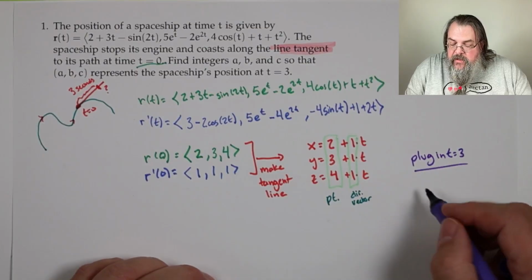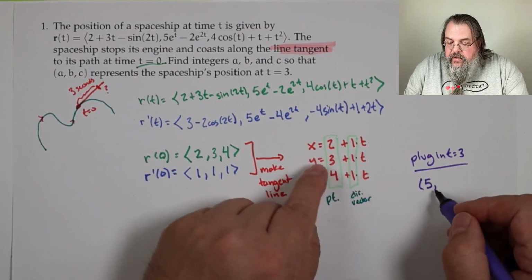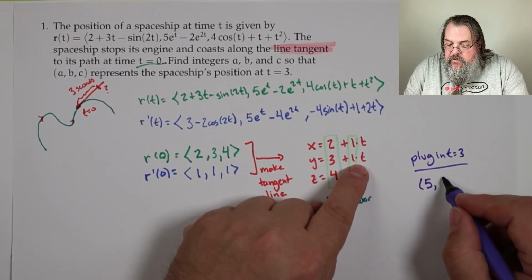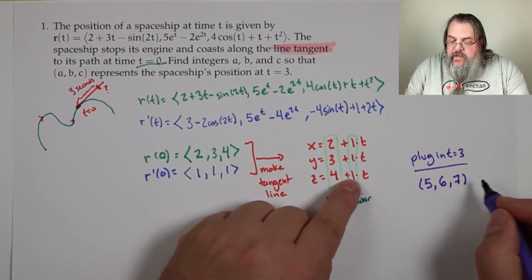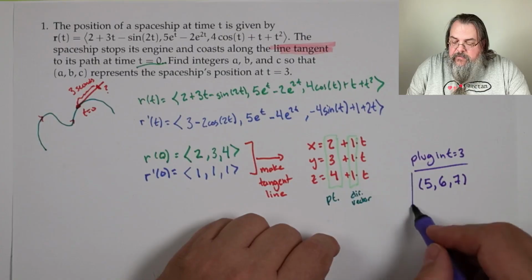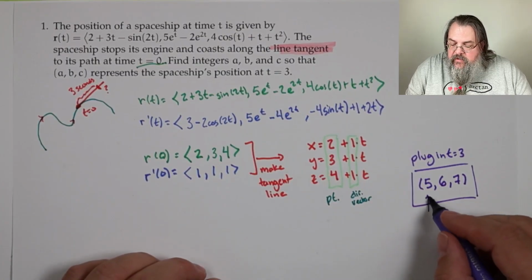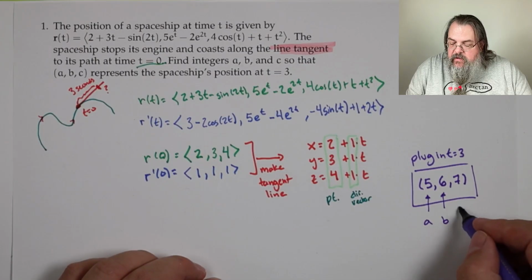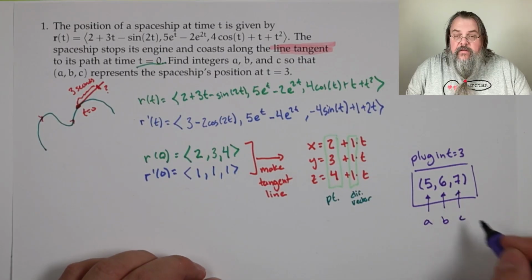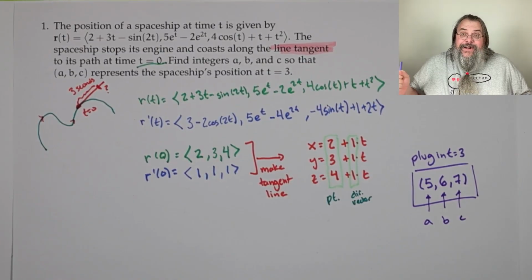what do we get? Well, we get 2 plus 3, which is 5, 3 plus 3, which is 6, and 4 plus 3, which is 7. 5, 6, 7. And there we go. So really, I guess technically we would say A is 5, B is 6, and C is 7. All right, done, right? We are.